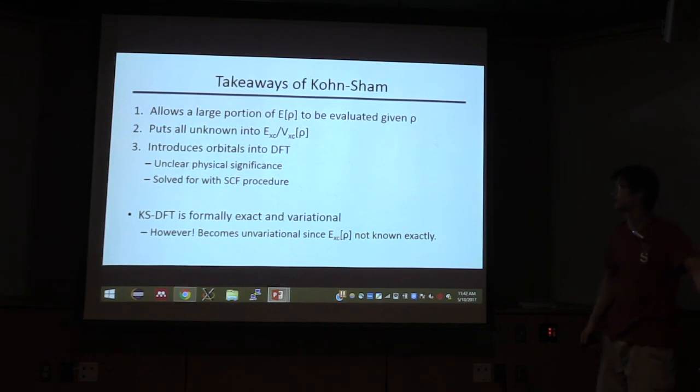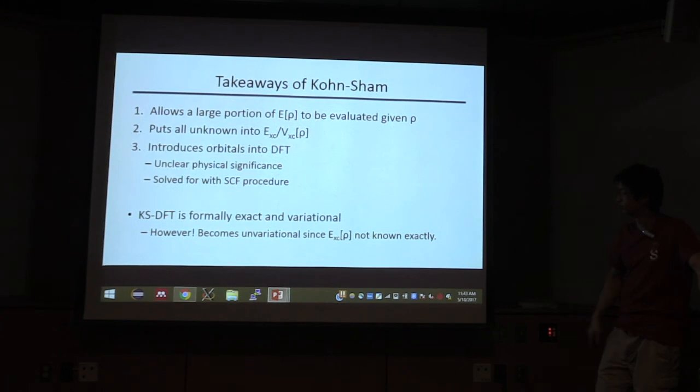All right, so this was a kind of long portion. The takeaways were, in Kohn-Sham, we move to a non-interacting system. Therefore, we allow a large portion of the energy functional to be known and therefore evaluated, given a density. We put all the unknowns into this exchange correlation term, which is the unknown. And Kohn-Sham also introduces orbitals into DFT because we've moved to a one-electron Hamiltonian.